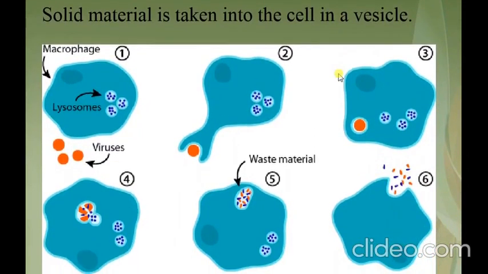As you can see in the diagram, solid material is taken up into the cell. First of all, in this cell eating process, the viruses have been taken up by the macrophage. In the second step, as you can see, a pseudopodium is formed, which is taking up this virus, and the virus is ingested inside the cell. Then, with the help of enzymes, it is broken up, and as we can see in the fifth figure, waste material is formed, meaning the virus has been destroyed. And in the fifth process, you can see the exocytosis process. This waste is removed from the macrophage.